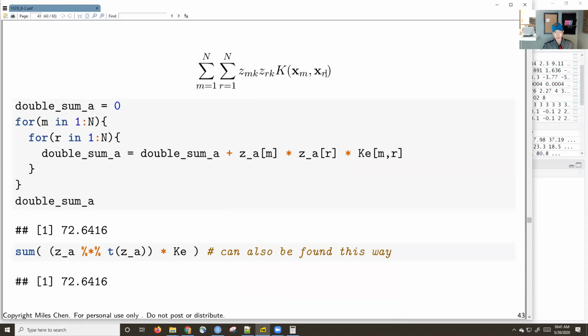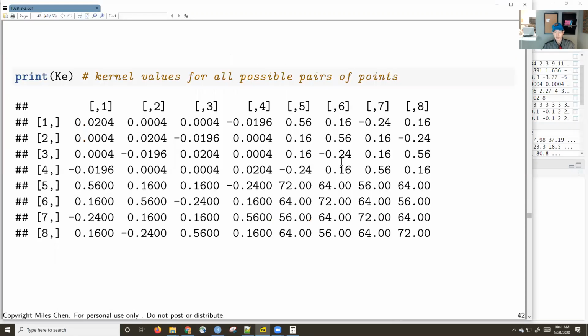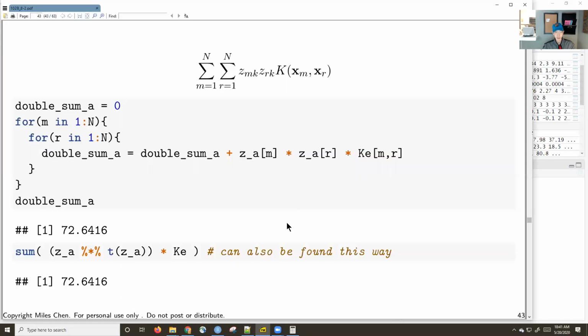Basically I'm going to take every single value in here and multiply it, for R in 1 through N and M in 1 through N. I'm going to multiply Z times Z times the kernel. So I'm just applying this, and the total double sum is 72.646, okay?